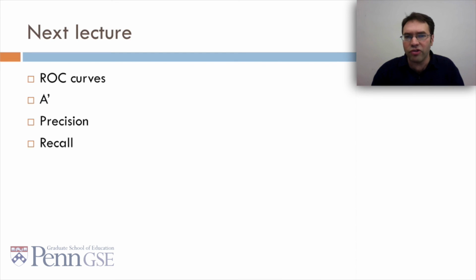So I hope you found this lecture on kappa and accuracy interesting. They're both measures that you'll see sometimes. Kappa is increasingly used compared to accuracy because it is a better measure. In the next lecture, we're going to continue with classifier metrics of goodness, including ROC curves, A-prime, precision, and recall. So I'll see you next time.